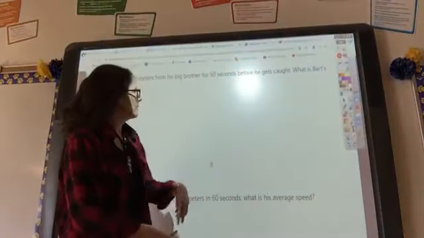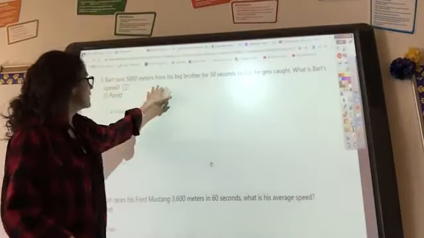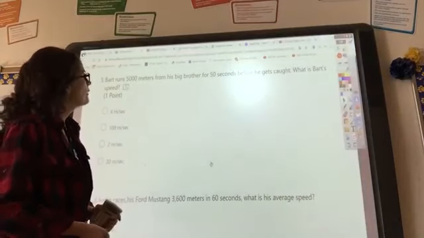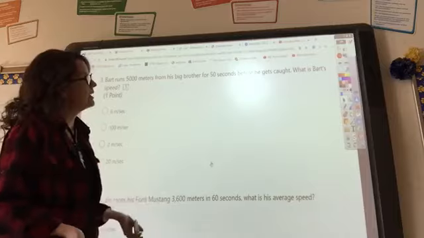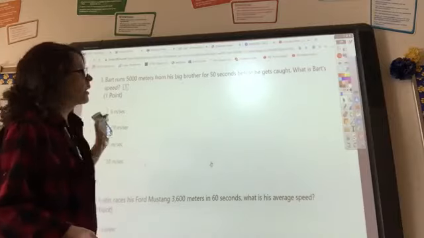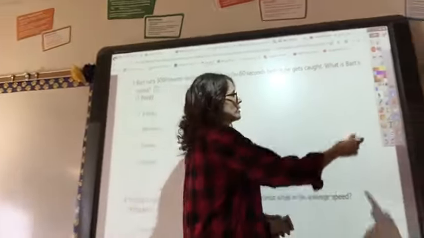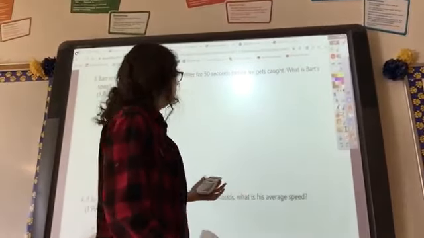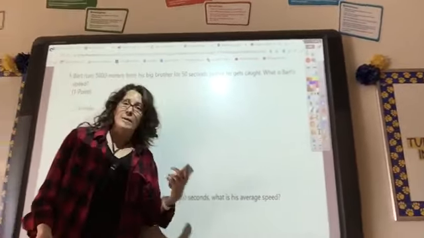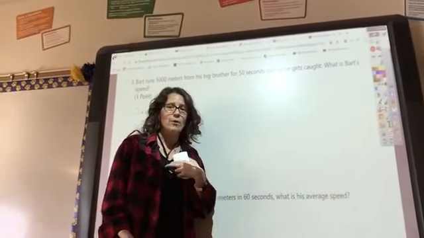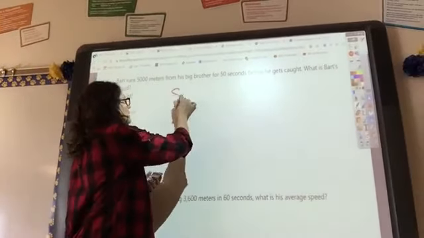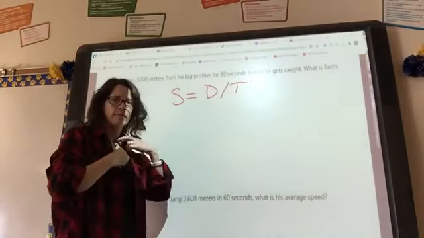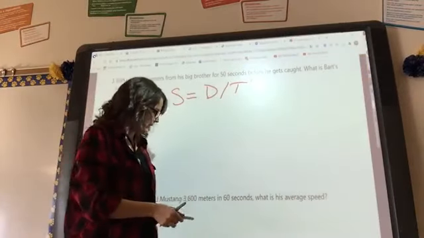Let's look at number 3. So we've got Bart runs 5,000 meters from his big brother for 50 seconds before he gets caught. What is Bart's speed? So Bart's big brother's chasing him around. We need to figure out Bart's speed, okay? We need speed equals distance divided by time first, right? So S equals D divided by T, okay? So that's what we need first.